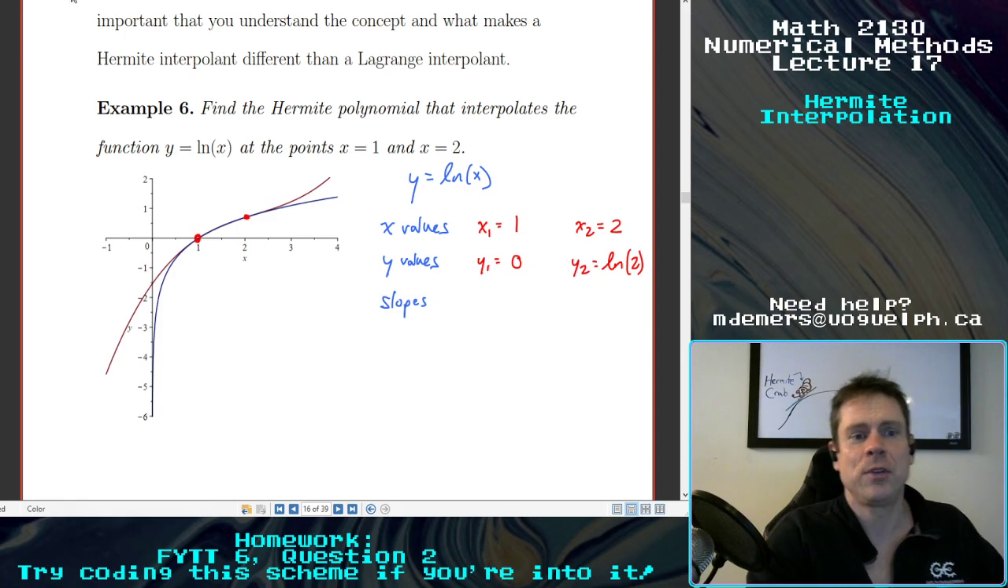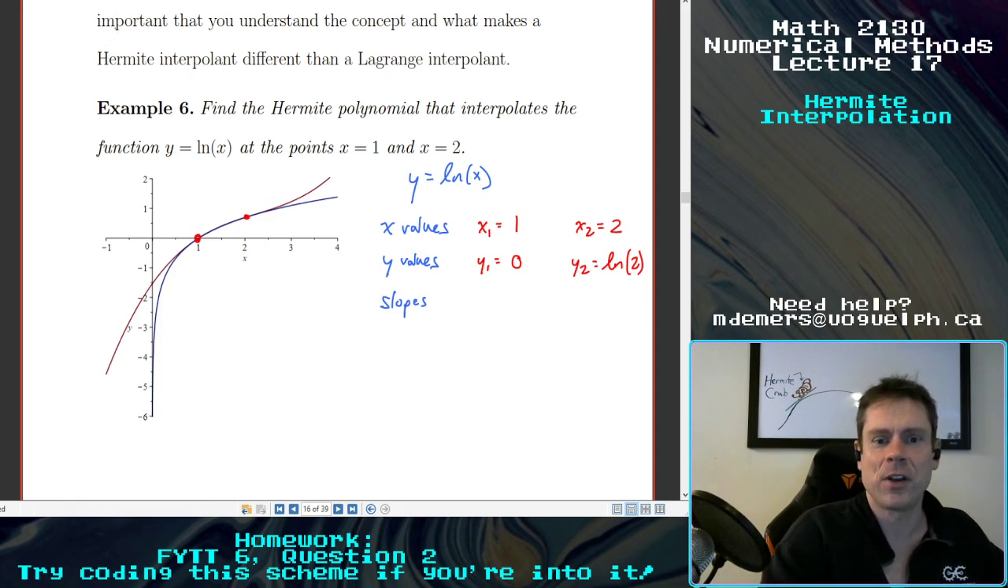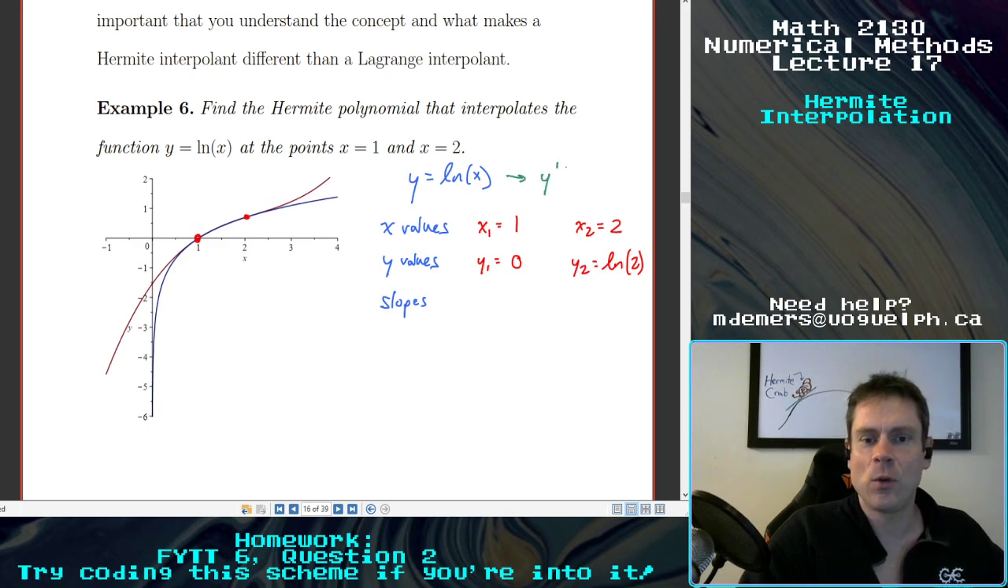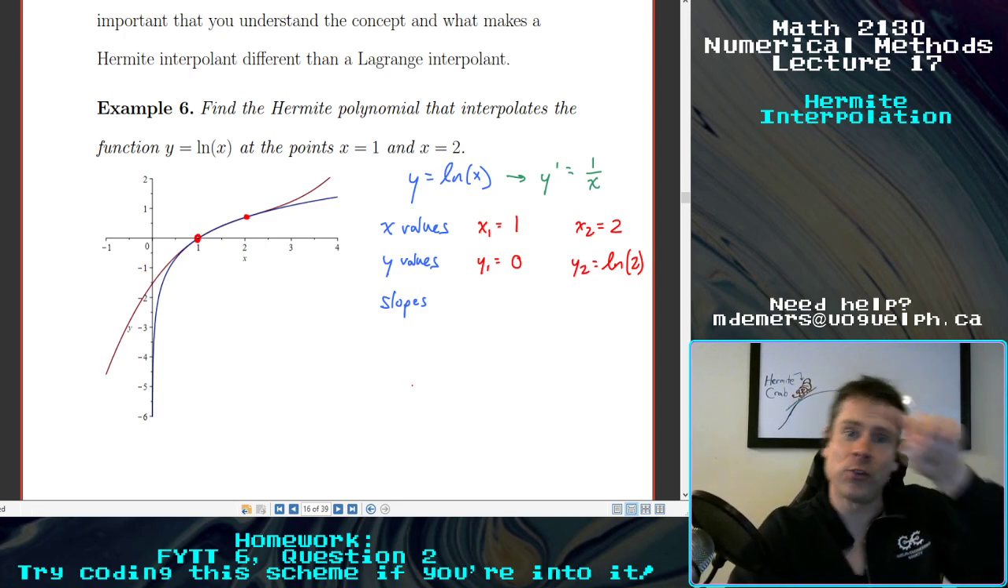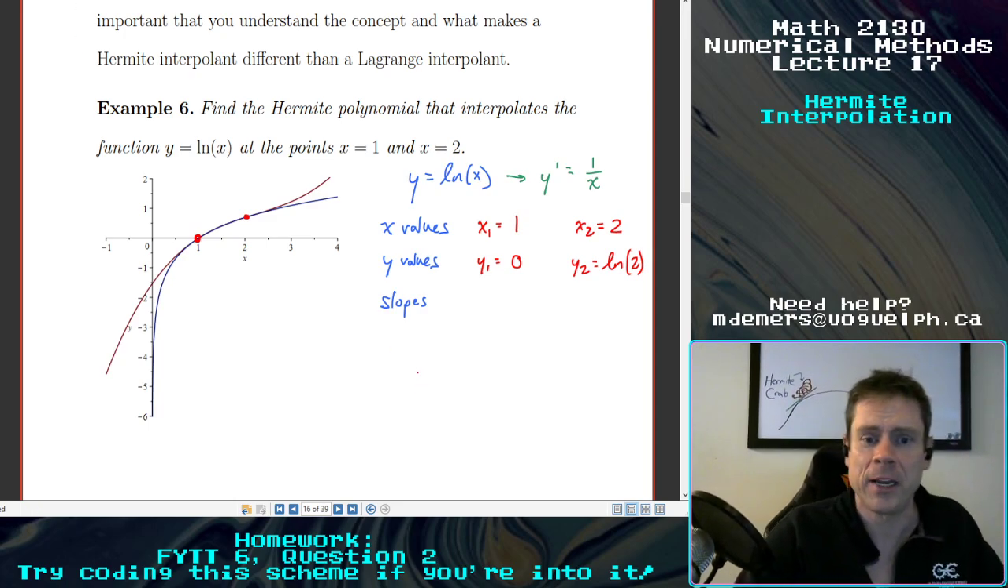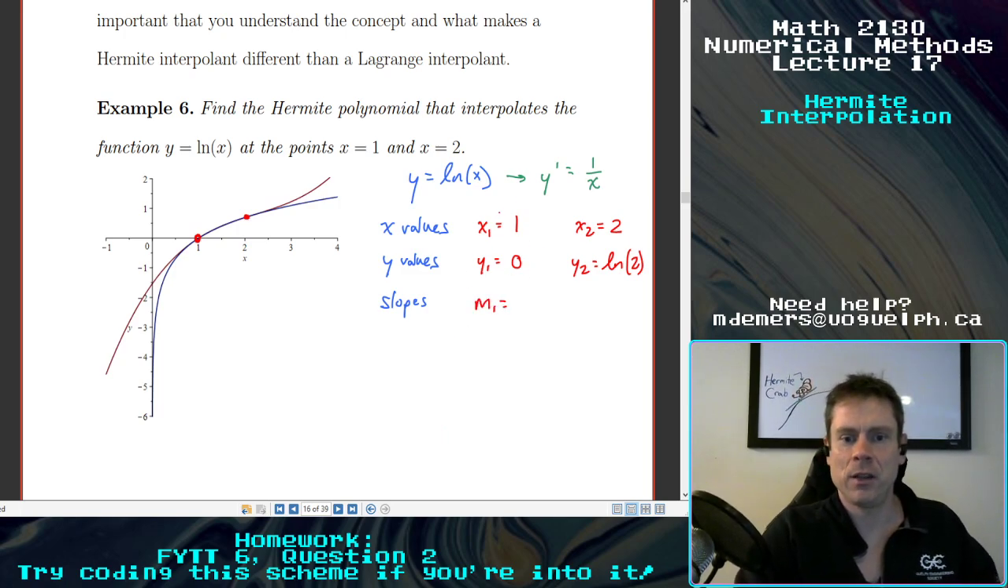The slopes, of course, we're going to need the derivative. So why don't we just write that down for a second? We see that y prime, simply enough, is 1 over x. And so the slopes that we want at each one of those points that are being interpolated, we're going to have m1 equals, well, when x is equal to 1, the slope is equal to 1 over 1, which is 1.